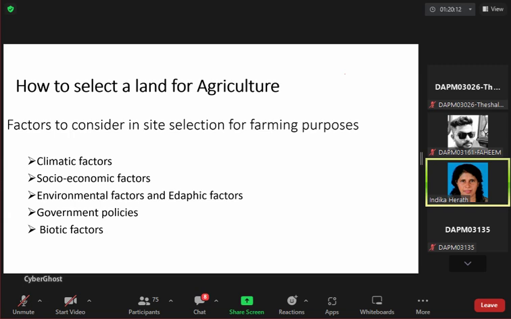So we also need external inputs for agriculture. Most of those external inputs are coming from outside of the country. We do have some resources, but they are not sufficient, right? And also biotic factors. Biotic means the factors that are related to biological activities, right? So likewise, there are factors to be considered.